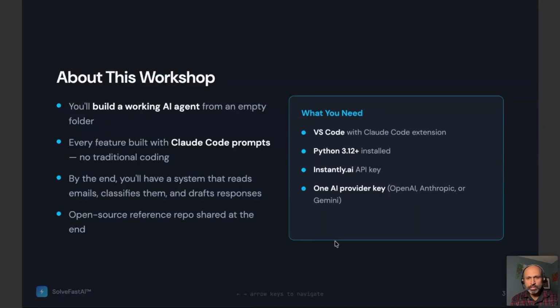So what you'll need is Visual Studio Code. I'm hoping that everybody has Visual Studio Code on their machine, and that you've got some Python installed. If you don't have Instantly, that's fine. Ideally, you'd want one API provider key, either OpenAI, Anthropic, or Gemini, right? We'll walk through how we can get the keys if you've never done anything like this before.